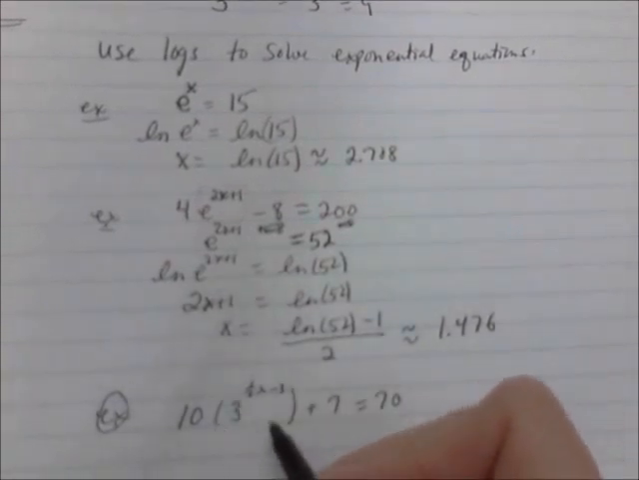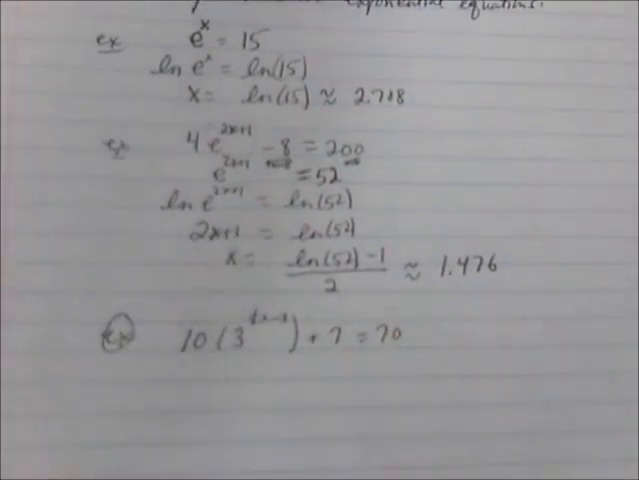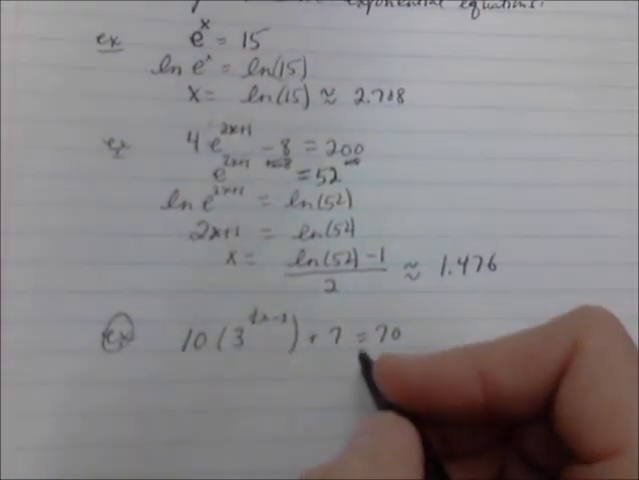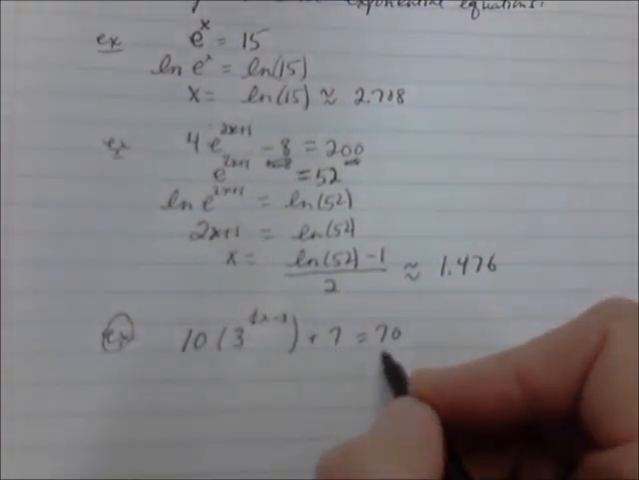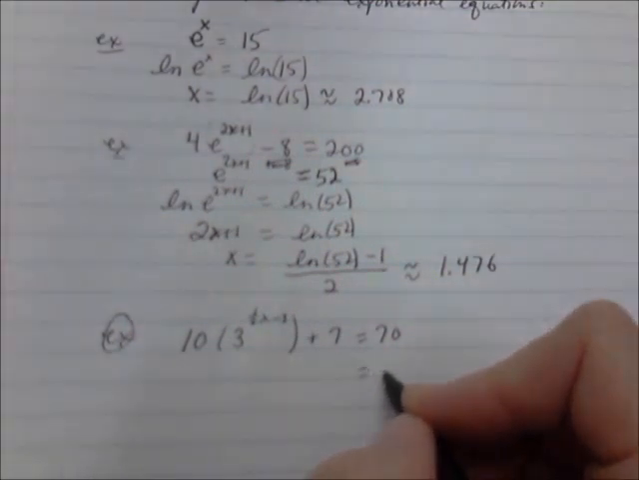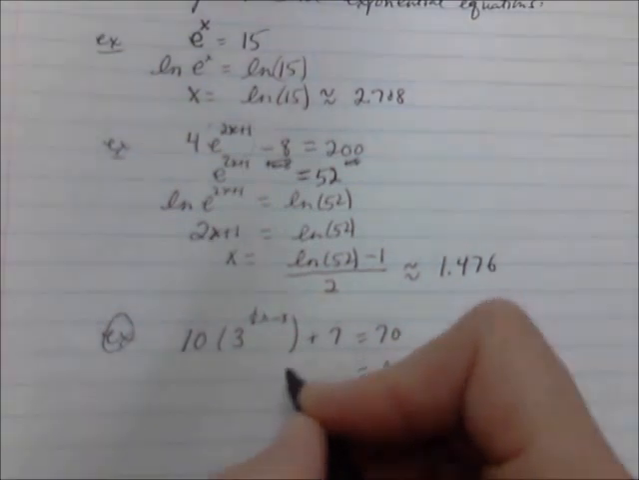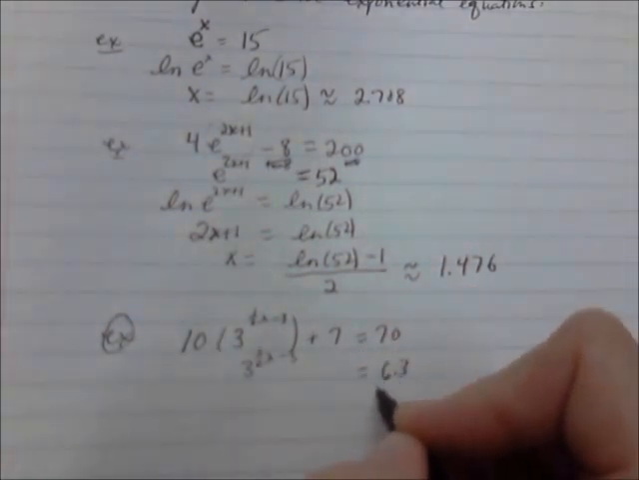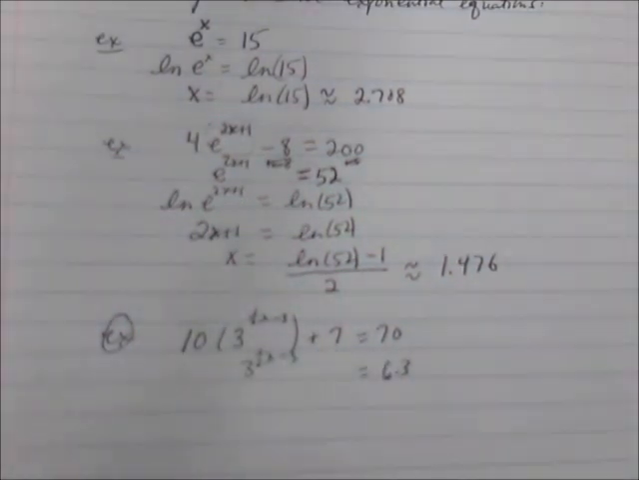You want to isolate the base with its exponent. So you're going to subtract 7 this time. Subtract 7 and you get 63. And divide by 10 so you get 6.3. And you'll get 3 to the 1/2 x minus 3 is equal to 6.3. Subtract 7, divide by 10.